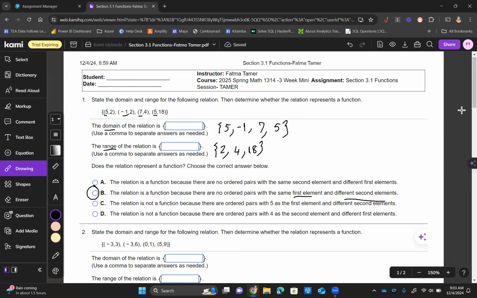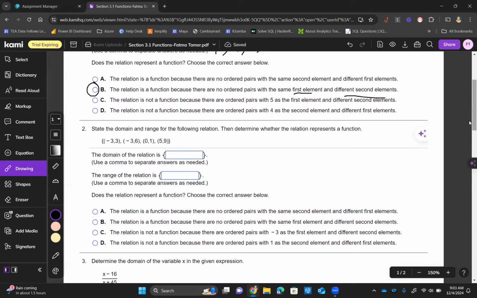For the second question here, state the domain and range for the following relation. Then determine whether the relation represents a function. Again, we're going to find the domain and range, and we will decide if this is a function. Domain means the set of x values. So the x value from the first one is -3. The x value from the other one is again -3, but I don't have to write it. The next x value I see is 0. And then the last x value I see here is 5. So these are the domain numbers for this relation.